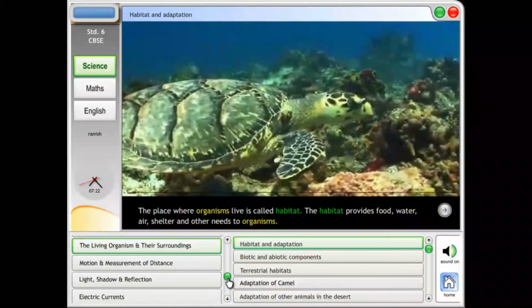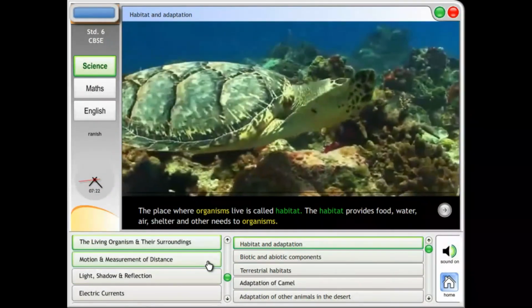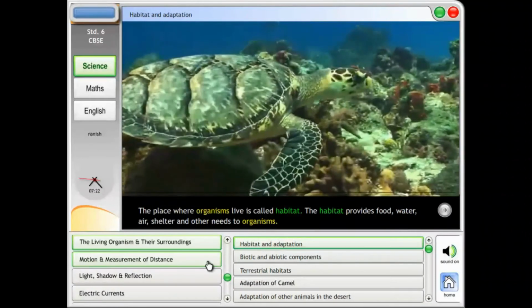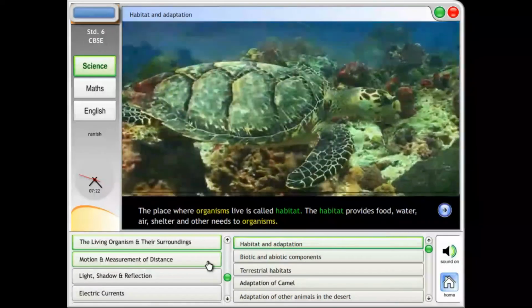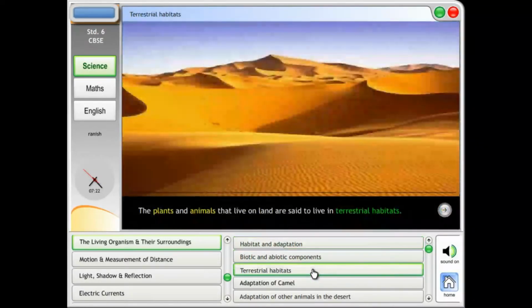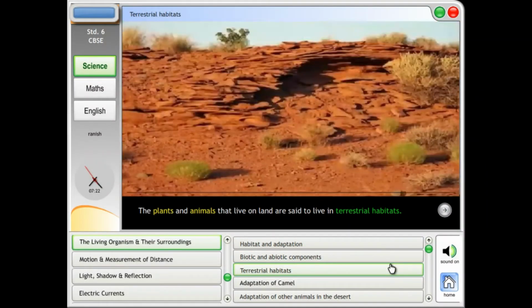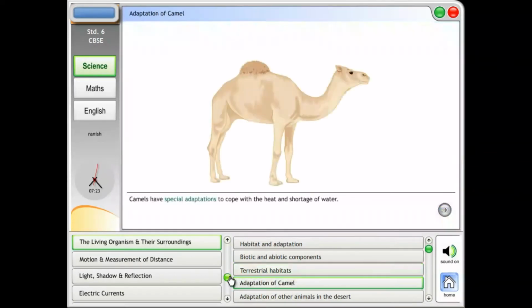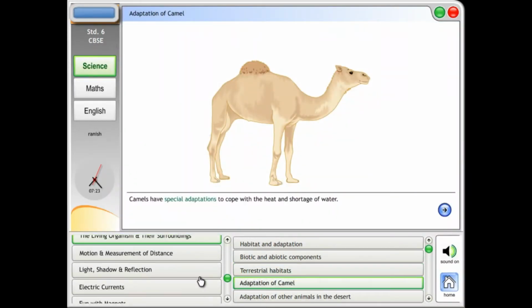Habitat. The place where organisms live is called habitat. The habitat provides food, water, air, shelter and other needs to organisms. Terrestrial habitats. The plants and animals that live on land are said to live in terrestrial habitats. Adaptation of camel. Camels have special adaptations to cope with the heat and shortage of water.